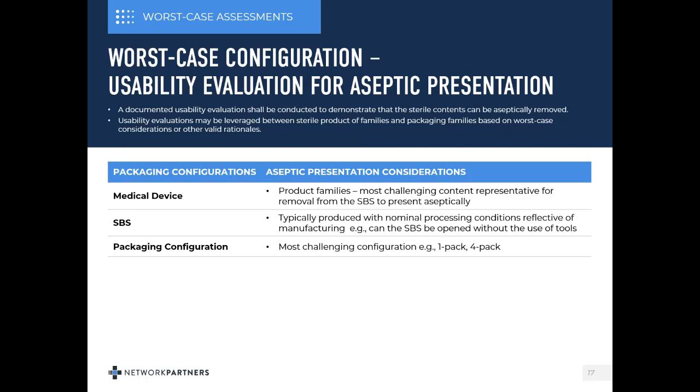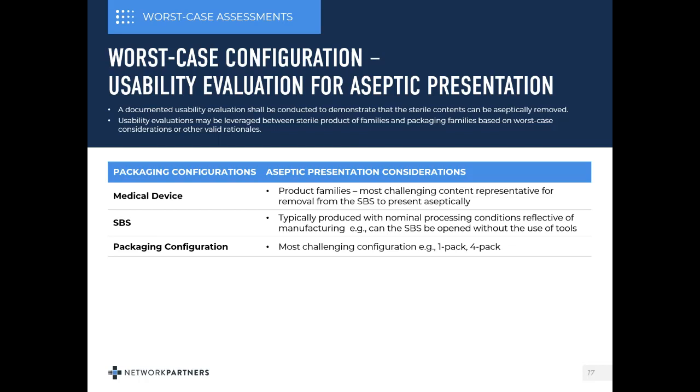So you can see how they remove it. Like with the tray, they peel open the Tyvek and they dump it onto a sterile field. The sterile barrier systems are going to be produced with nominal processing conditions, because at the end of the day, when product goes out, it's done under manufacturing conditions. Same with stability. You want to seal using your nominal sealing process conditions.